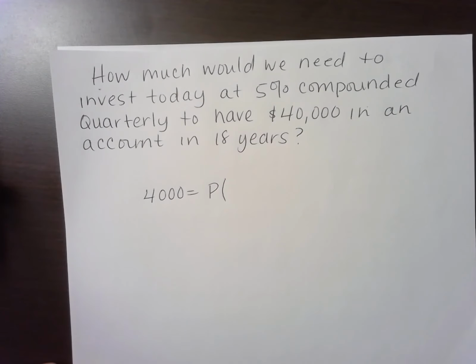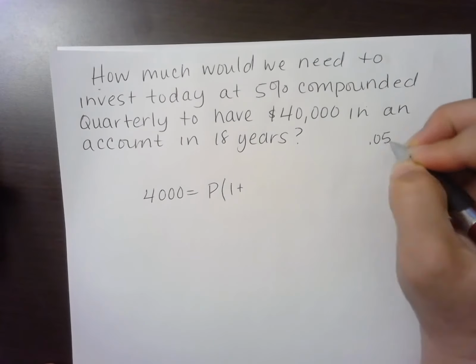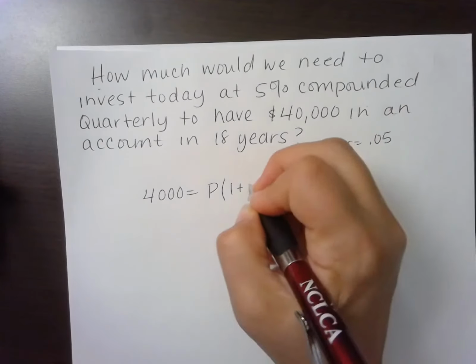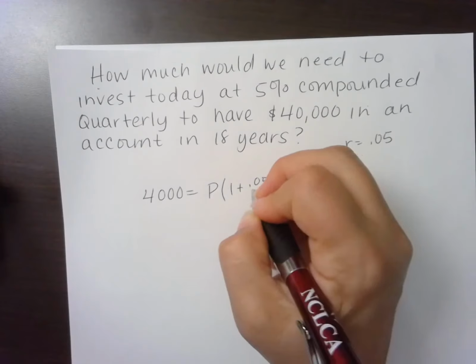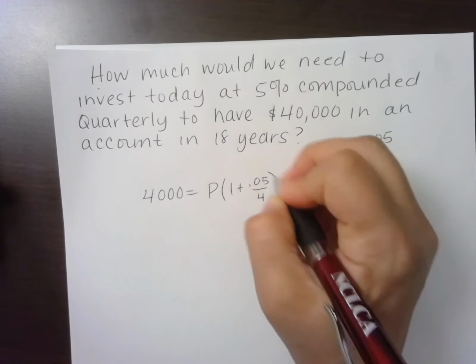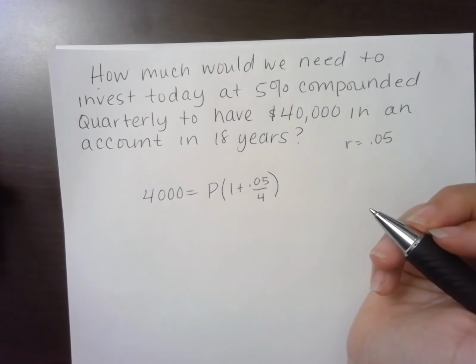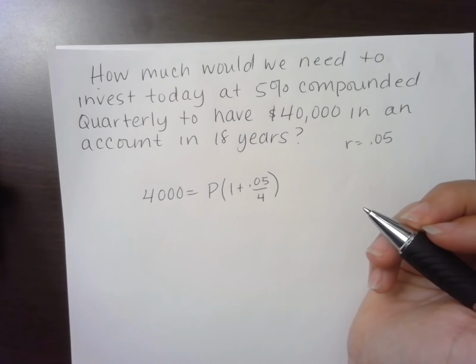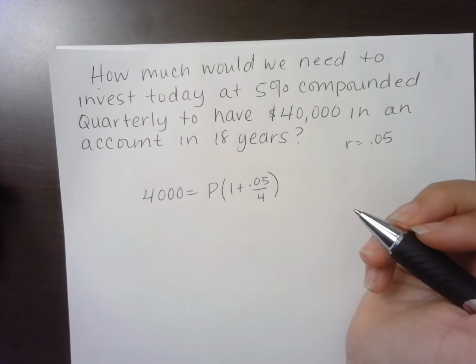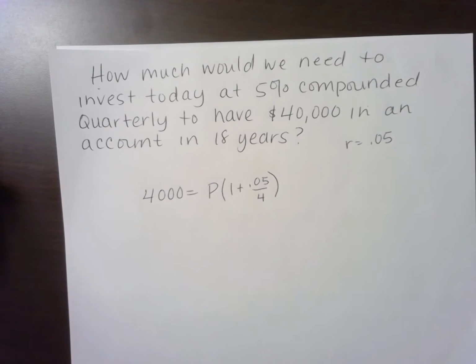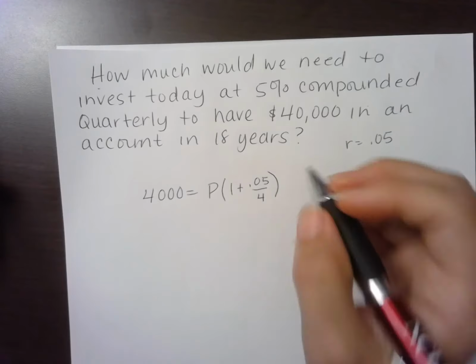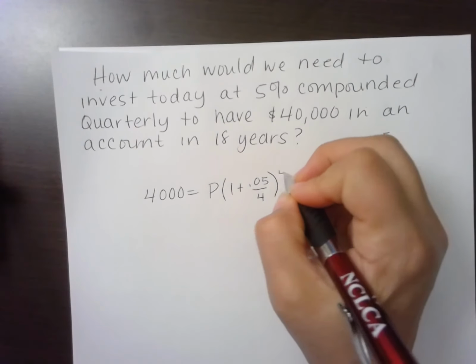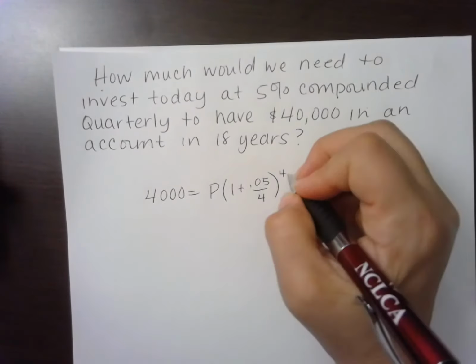And then I have 1 plus my rate as a decimal, which is 0.05. And then compounded quarterly means 4 times a year. Basically, if we divide our year into 4 pieces, right, then there's 4 different times. 4 times 3 is 12, so it's going to be compounded 4 times. Okay, so then I have 4, because that's my n, times 18.